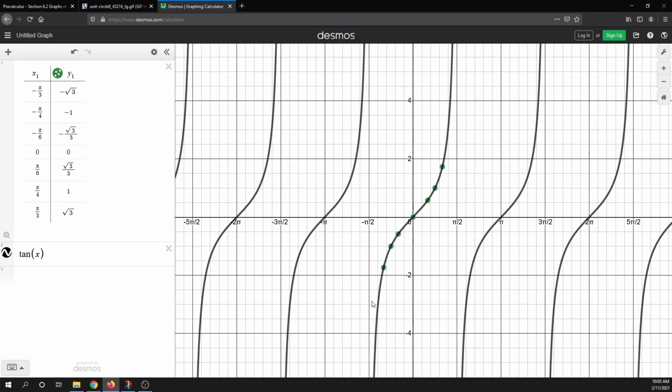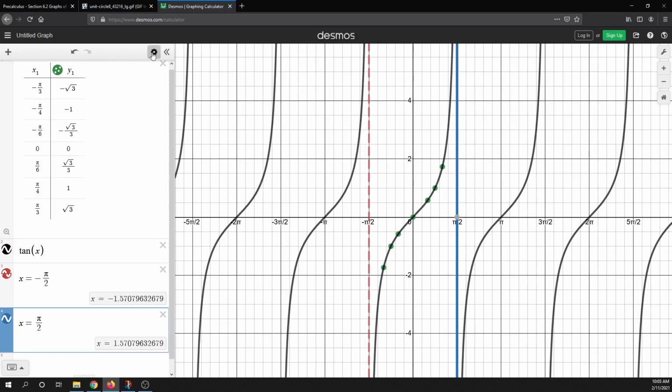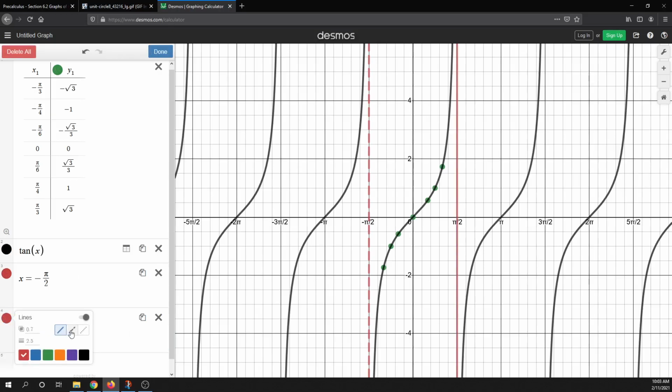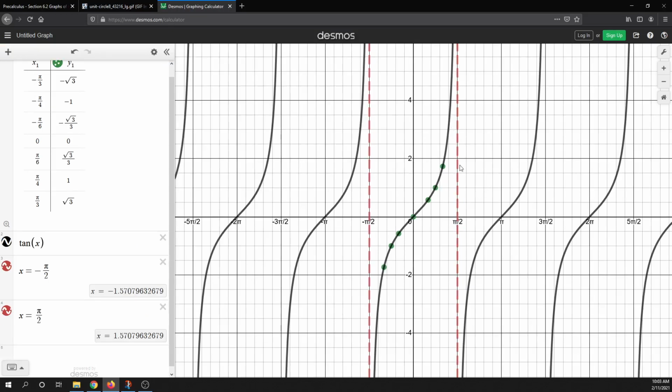In other words, the graph is getting closer and closer to this vertical line at x equals minus pi over 2. I'm going to draw that in as a dotted line, meaning it's not actually part of the graph, but it's easier to see the vertical asymptote. So the graph of tangent is getting closer and closer to this vertical line x equals minus pi over 2. And likewise over here at x equals pi over 2. So here is another vertical asymptote at pi over 2.